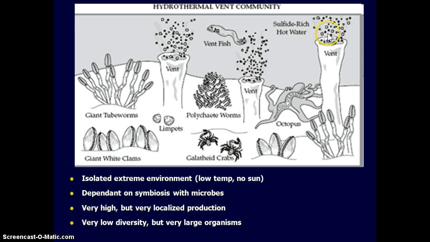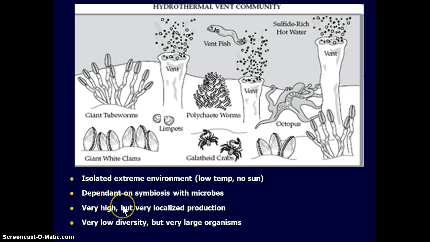So magma material vents hot liquid fluid at these vents, and it's very toxic water that comes out of here. So there's a lot of chemical compounds in here. One of the more famous ones, or infamous, I should say, is hydrogen sulfide, that pours out of these vents. And so the characteristics that make up this community is they're isolated, extreme environments, very low temperature because they're very deep, and no sunlight, right? No light because they're very deep. They're dependent on symbiosis with microbes, so not algae, but bacteria, prokaryotes.